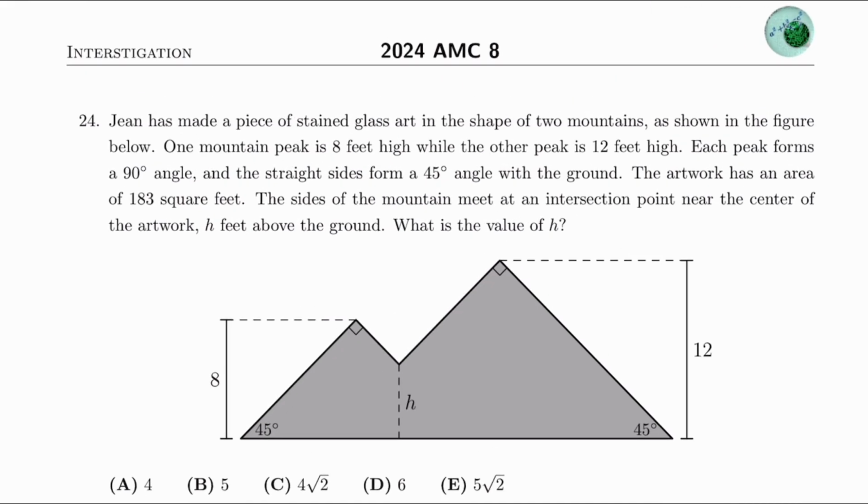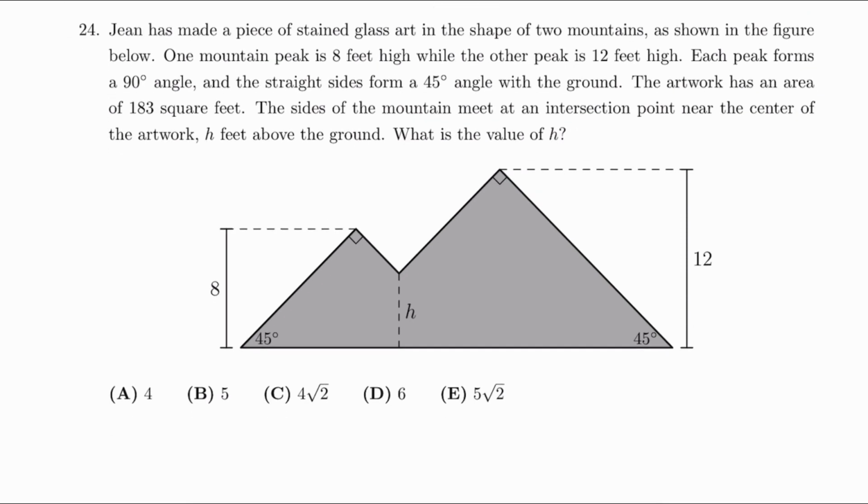Number 24 says, Jean has made a piece of stained glass art in the shape of 2 mountains, as shown in the figure below. One mountain peak is 8 feet high, while the other is 12 feet high. Each peak forms a 90-degree angle, and the straight sides form a 45-degree angle with the ground. The artwork has an area of 183 square feet. The sides of the mountains meet at an intersection point near the center of the artwork, h feet above the ground. What is the value of h?